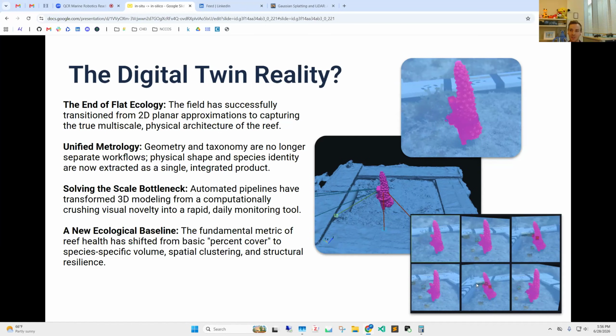And that is pretty cool because it solves our historical bottlenecks of turning 3D mapping from a slow visual novelty into a rapid daily monitoring tool, assuming folks adopt these techniques, which takes time, and it's understandable. I'd say that ultimately it shifts the entire ecological baseline from simple percent coverage, which was done a while ago, to measuring true species-specific volume and structure resilience. Again, being able to look at a 3D structure and knowing how each class category contributes to it is extremely cool.